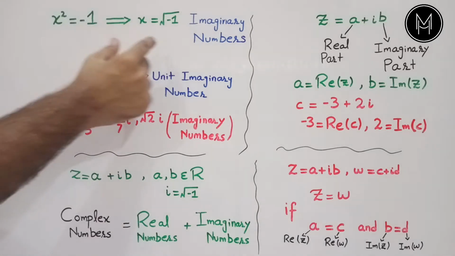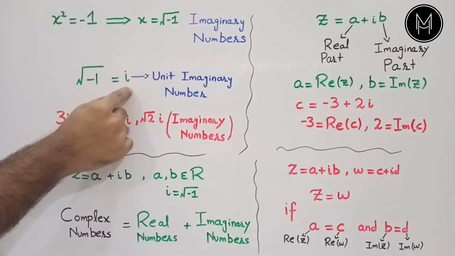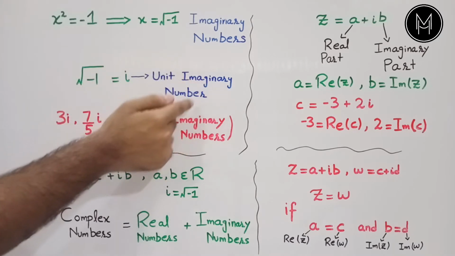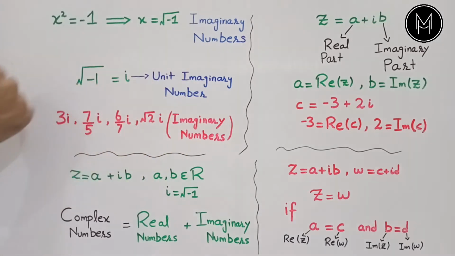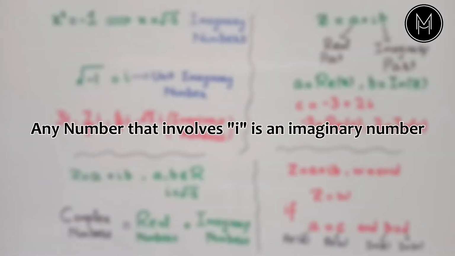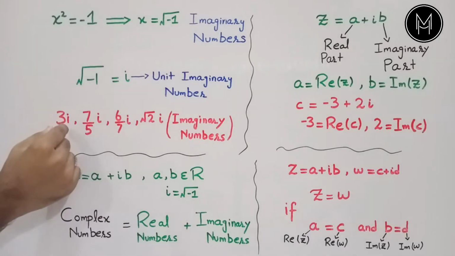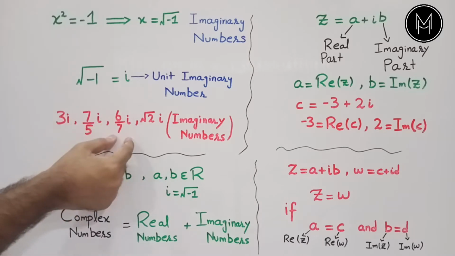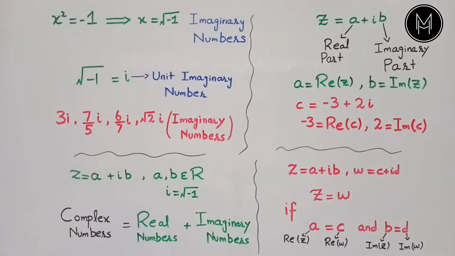We usually denote imaginary numbers with i. This i is called the unit imaginary number. i is equal to root -1. We can also read this i as iota. Any number that involves i is an imaginary number. For example, 3i, 7/5 i, 6/7 i, root 2 i. All are imaginary numbers. You should keep in mind, if we ignore i from these numbers, then all these numbers are real numbers. So this is the concept of imaginary numbers.